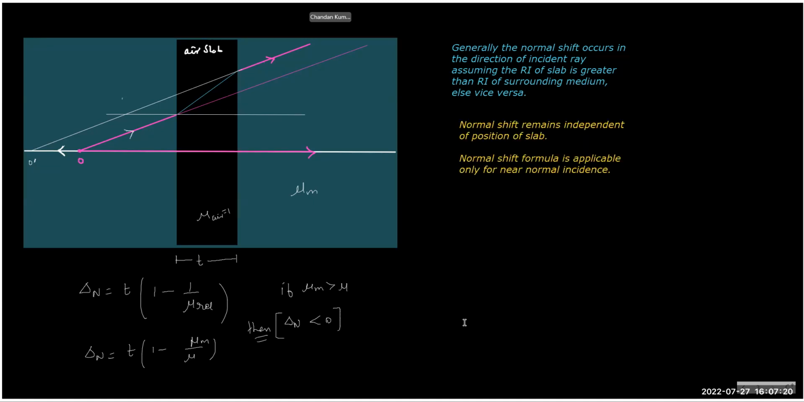So the normal shift occurs in the direction of the incident ray, assuming the RI of the slab is greater than the RI of the surrounding, else vice versa. If this condition is met, and the light ray comes from the other side, it will again shift. So, okay, I'll give you another example.